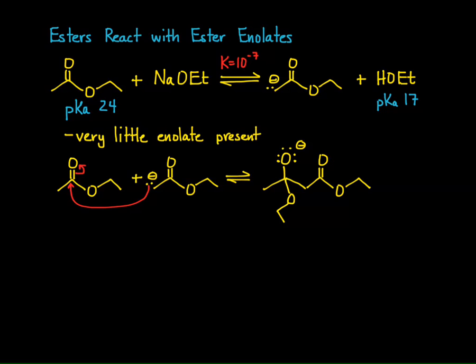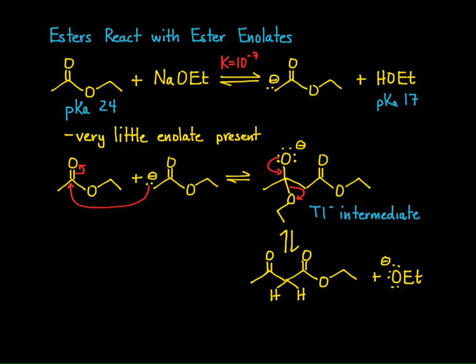This is my tetrahedral intermediate. And of course, now this intermediate, just like we saw with the addition of a ketone enolate to an ester, is going to undergo elimination. So we eliminate the ethoxide, and we generate our beta keto ester, a beta keto ester. And of course, ethoxide is generated as well.